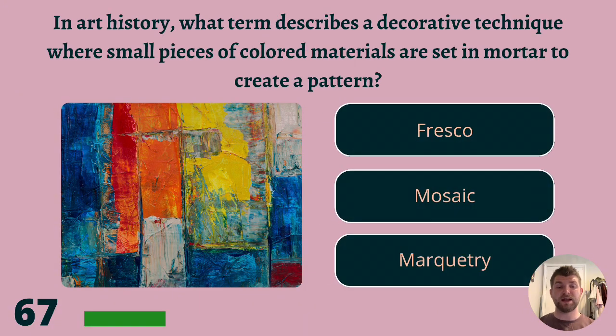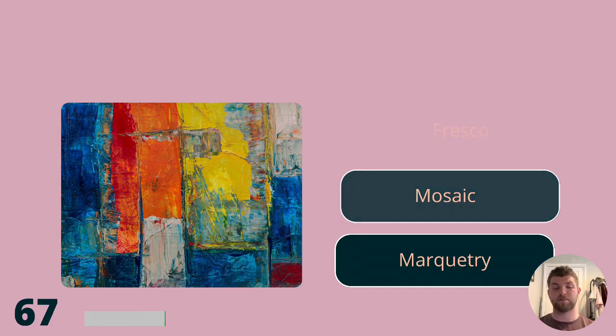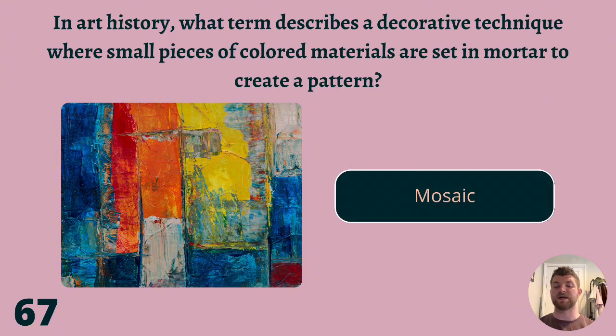67. In art history, what term describes a decorative technique where small pieces of coloured materials are set in mortar to create a pattern? Fresco, mosaic, or marquetry? The answer is mosaic.